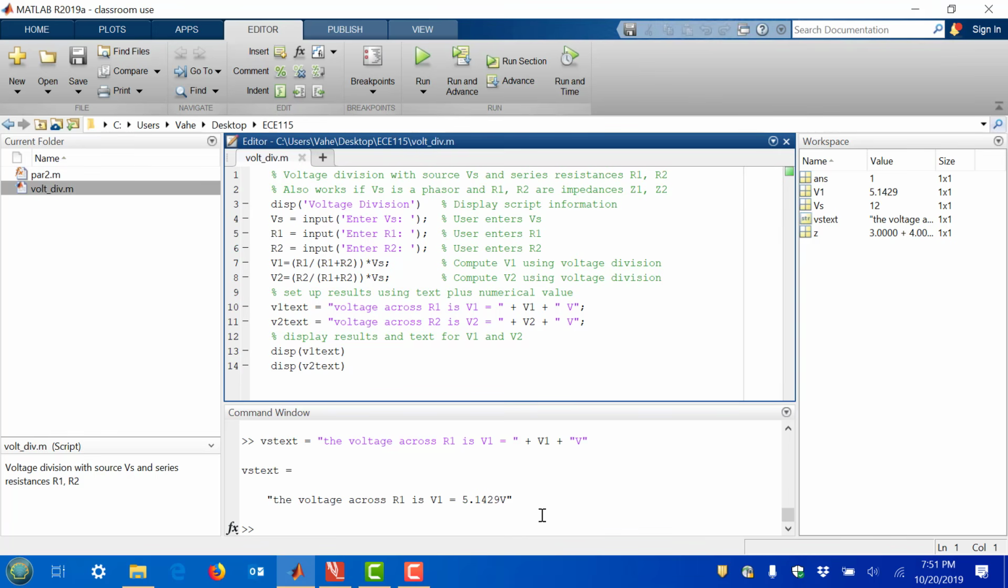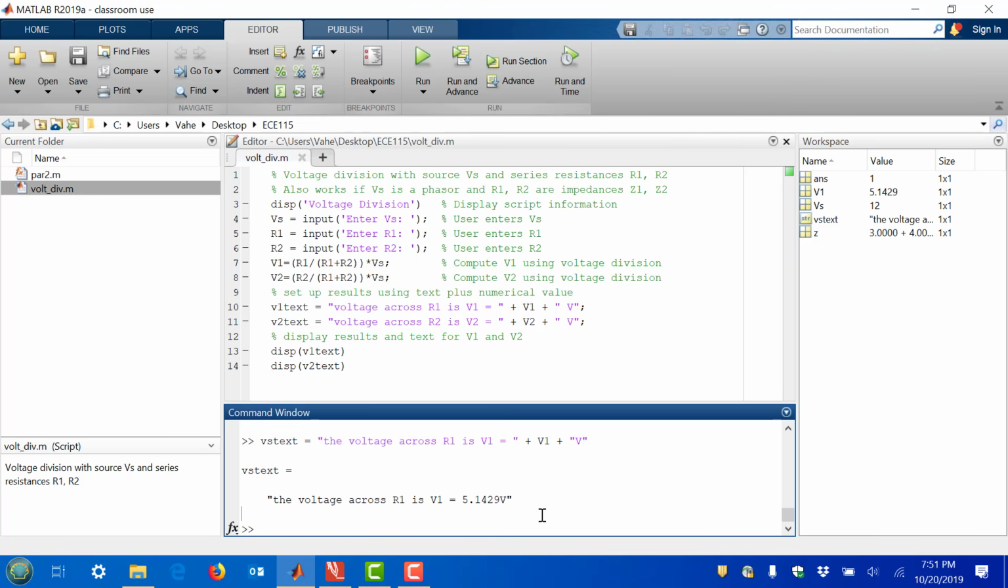So if I had gone down here and said DISP and then Vs text, it would just display that text exactly, not showing the quotes. So that's all this does. It asks the user for Vs, R1, R2, computes the voltages, sets up the strings to be displayed, and displays the strings as results. That's it. All right, so let's see what happens when we run this.